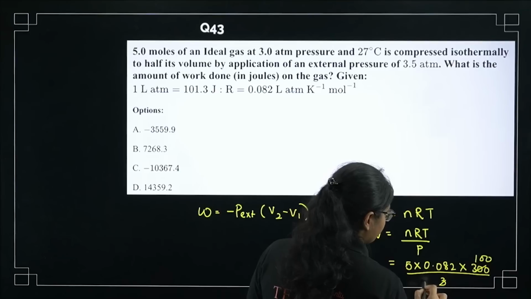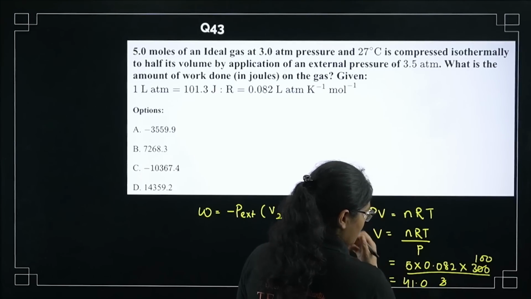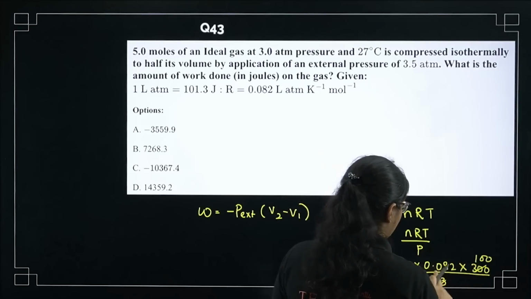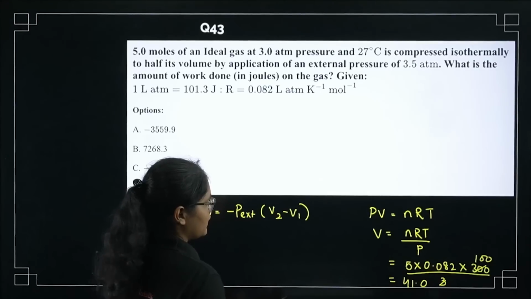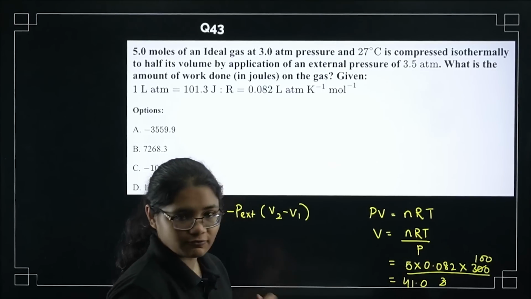So 5 2s are 10, 5 8s are 40 plus 1, 41. Okay, 5 I'll get 500. So 8.2, 5 2s are 10, 541. So the initial volume was 41 and the final volume will be half of 41, right?